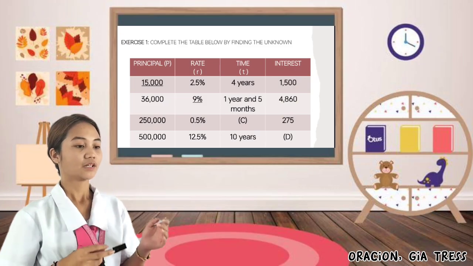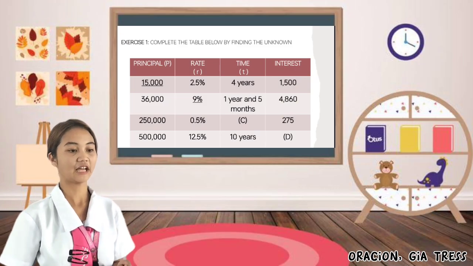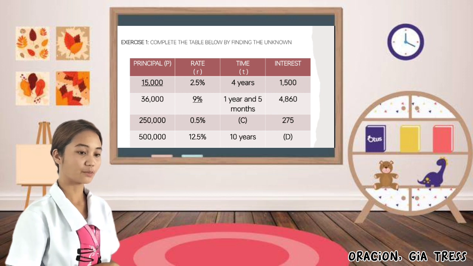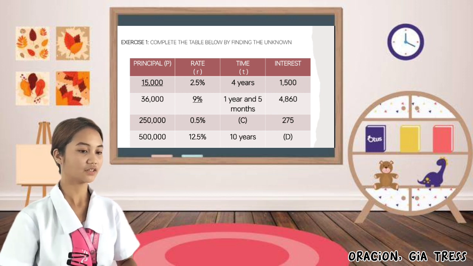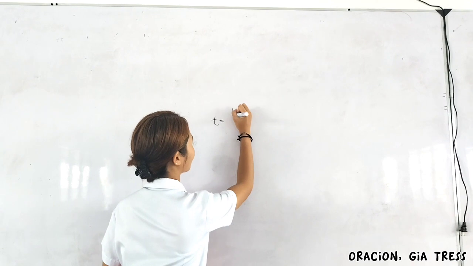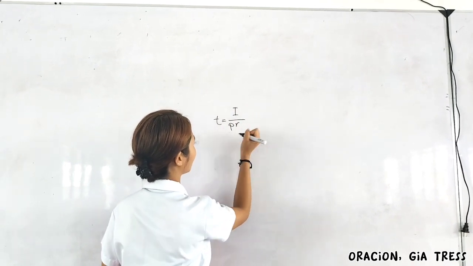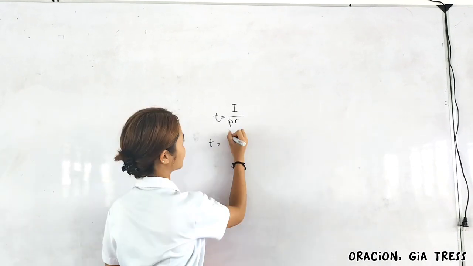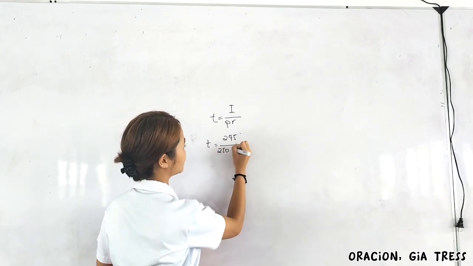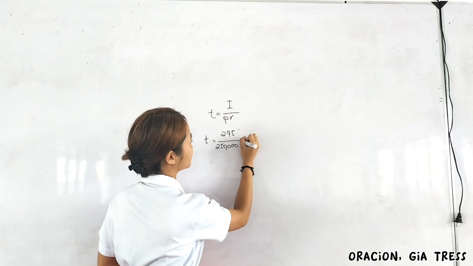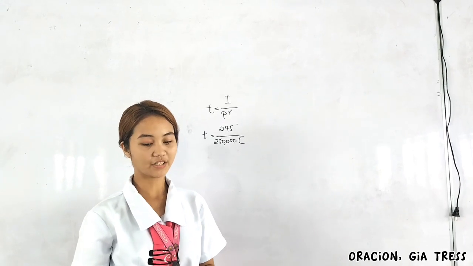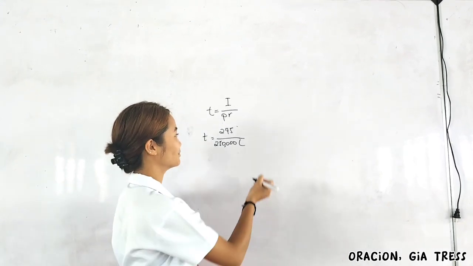So, in the third problem, we are looking for time. The principal is 250,000, rate is 0.5%, and the interest is 275. The formula we will use is T equals I over P times R. Our interest here is 275 over 250,000 times 0.5%, equivalent to 0.005.